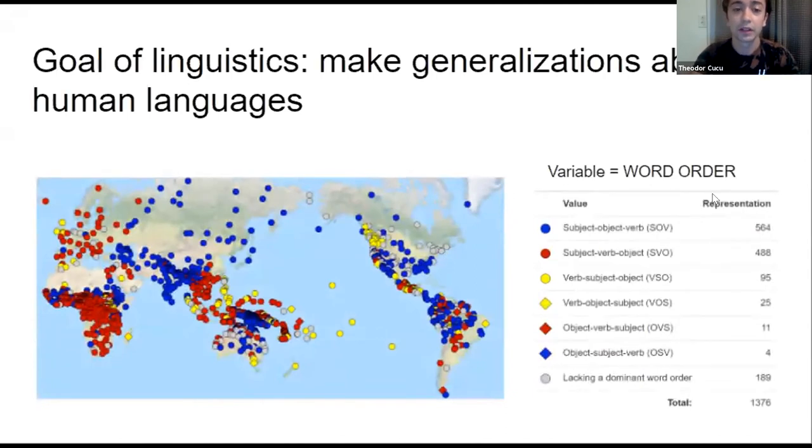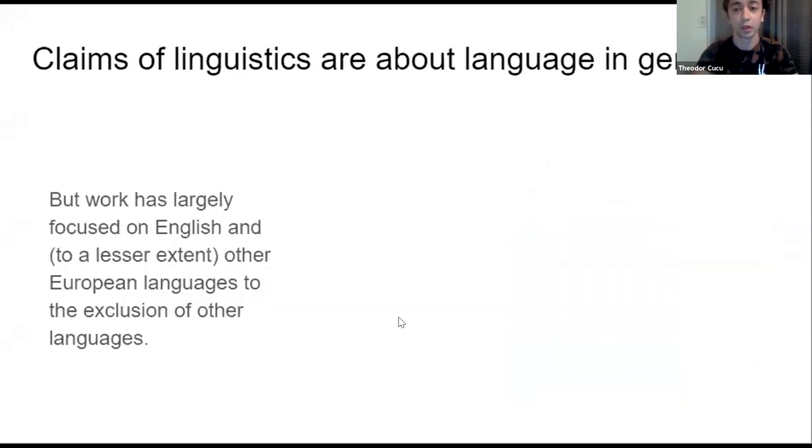To illustrate, here's a mapping of one specific syntactic variable in linguistics, word order, where each of these points is a language colored for the value for that variable. And typically these distributions look like this, with big concentrations of languages with the same value within one area. And ideally, to make sure that we make accurate generalizations about language, the languages that we study should be sampled relatively uniformly from this distribution.